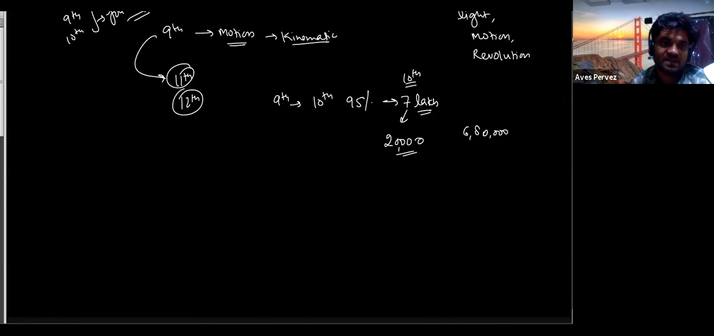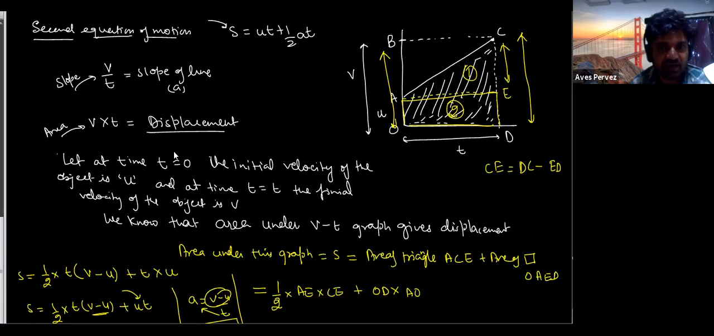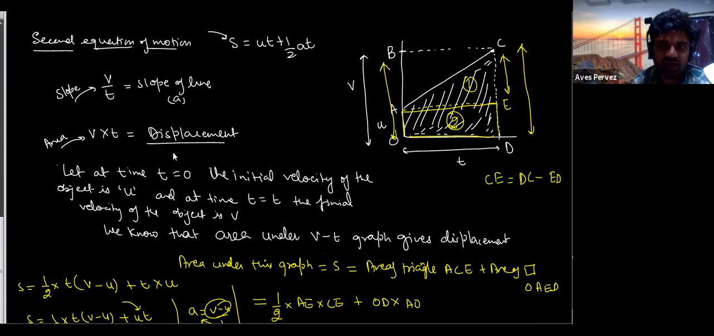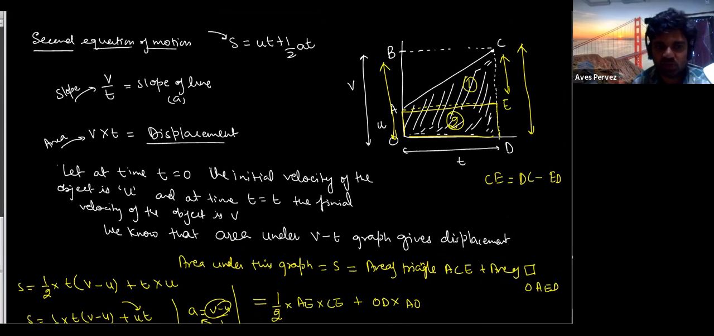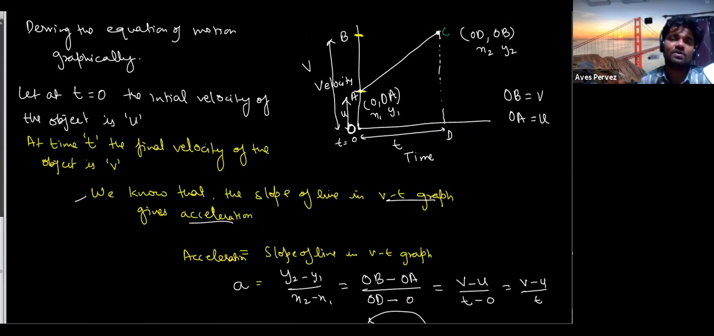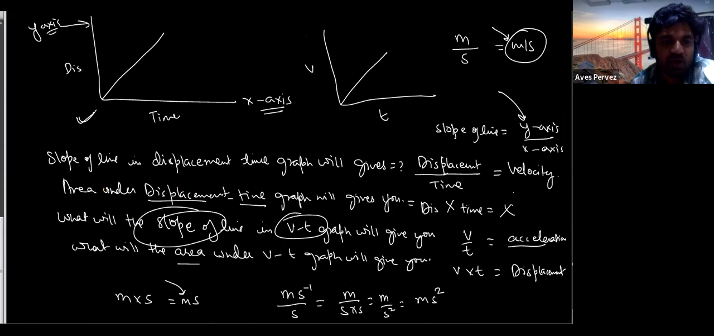Yes, in the previous class we were doing two topics. One was the relations of the graph, and secondly we were discussing the first and second equations of motion. So we were deriving these two equations. Do you have any doubt regarding how I derive these equations?